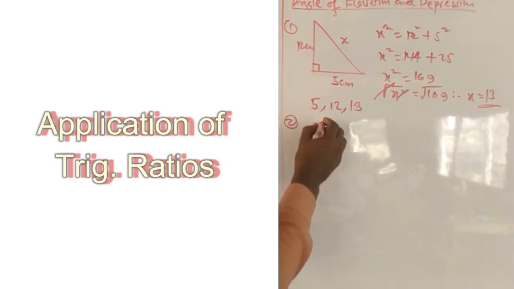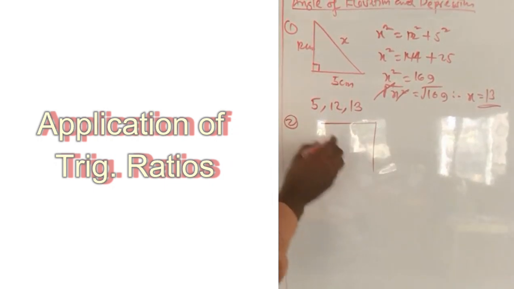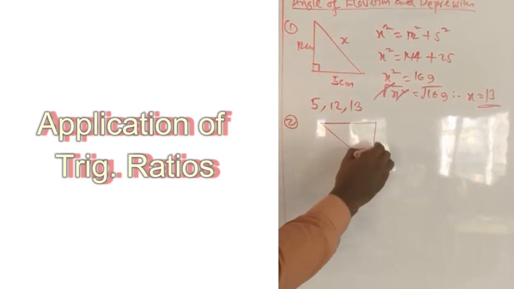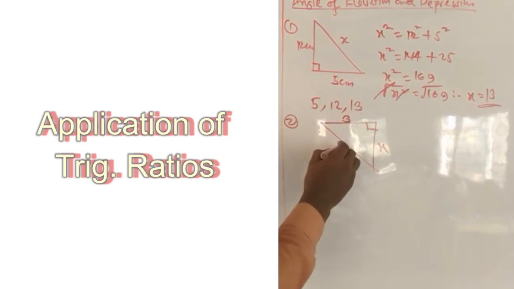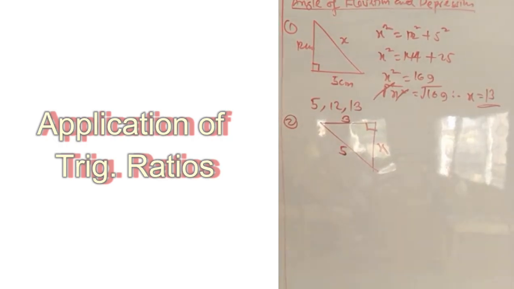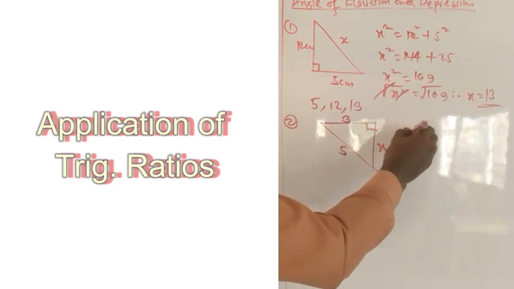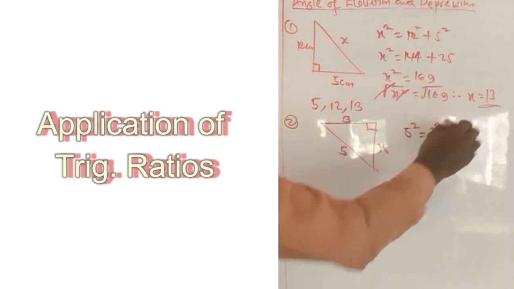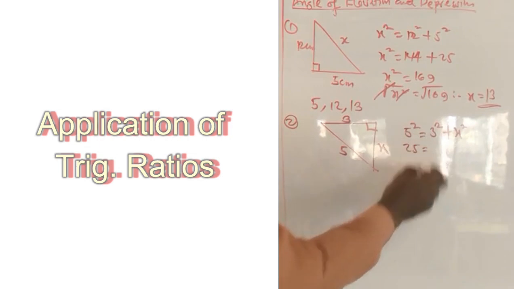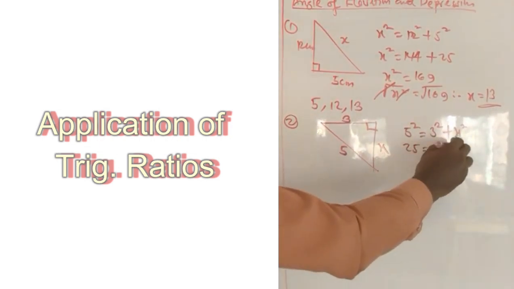Let's take it a bit harder, but it's not really hard. Let's suppose we have something like this. This one is x, this one is 3, and this one is 5. To get x, same thing, we are going to apply Pythagoras' theorem. The first step is to identify the hypotenuse. So I'll write 5 squared equals x squared plus 3 squared. What is 5 squared? 3 squared plus what?